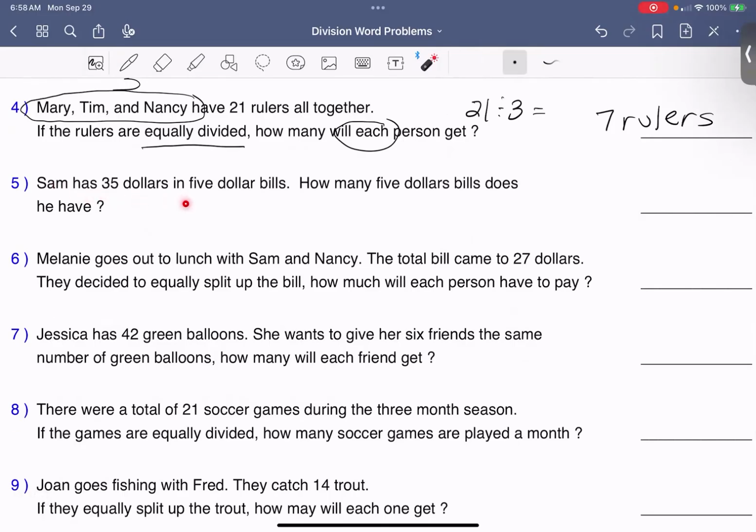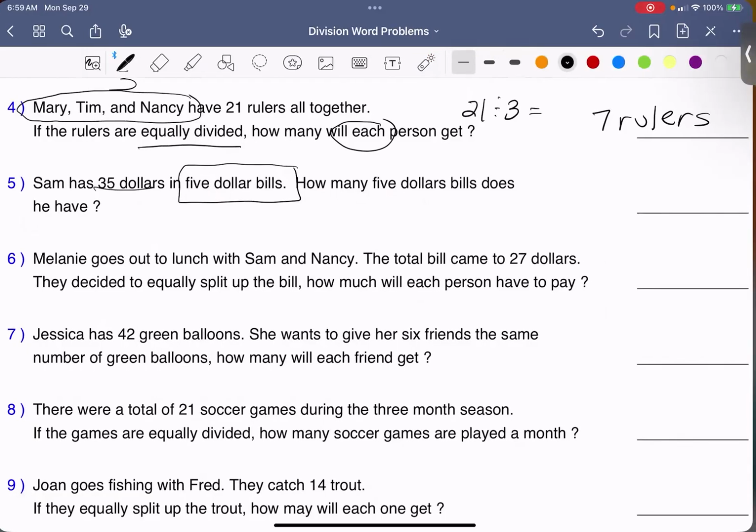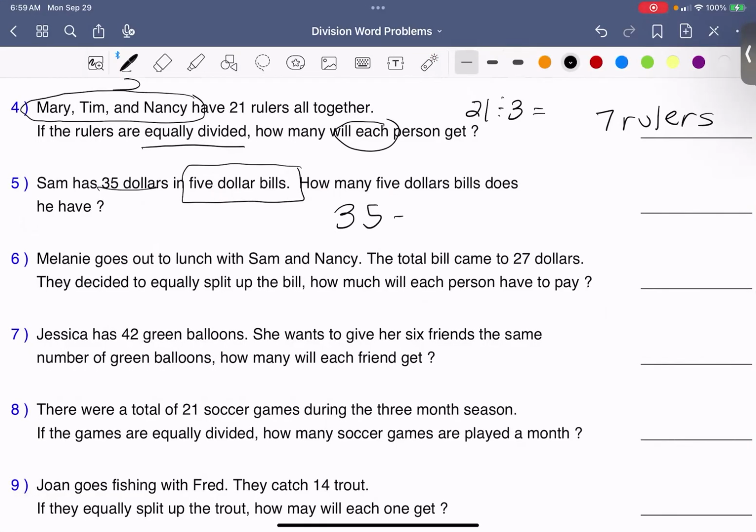Let's look at number 5. Sam has $35 in $5 bills. How many $5 bills does he have? So he has $35, and they don't say the word each, but each unit of currency of money is a $5 bill. So how many $5 bills does he have? That's going to be 35 divided by 5, which is 7. So he has 7 $5 bills.